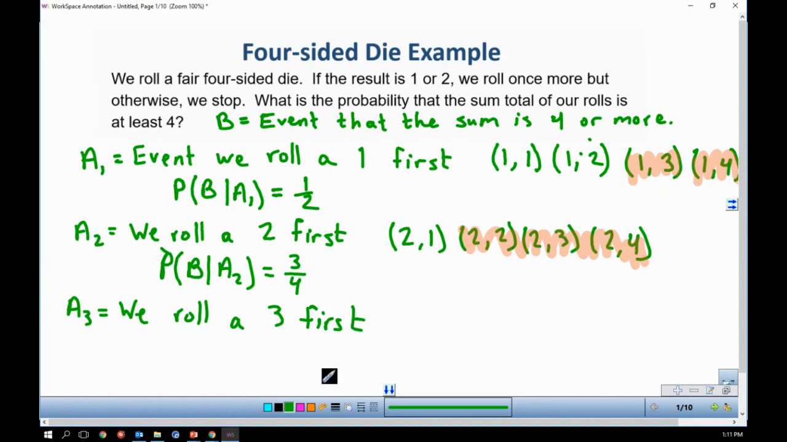Now, what happens if I roll a 3 first? 100% of them you get 4 or more. Yeah. Do I roll again if I get a 3? I don't get to roll again. Oh, I didn't read that rule, my bad. So we just get a 3 over here, and that's it. So the probability that B occurs given A3 is 0. Oh, that's shifty.